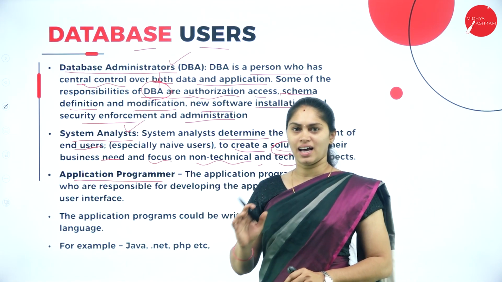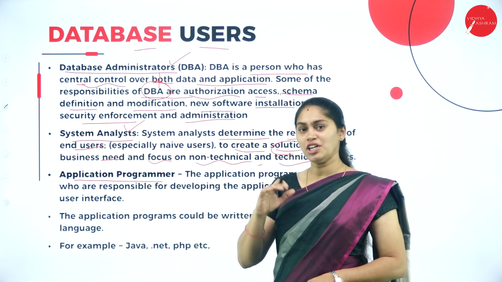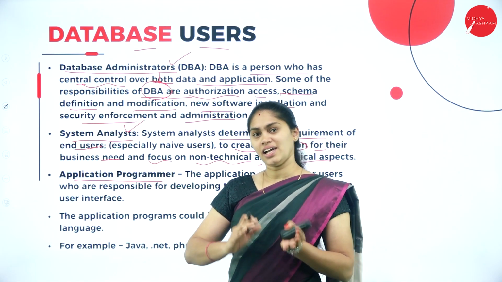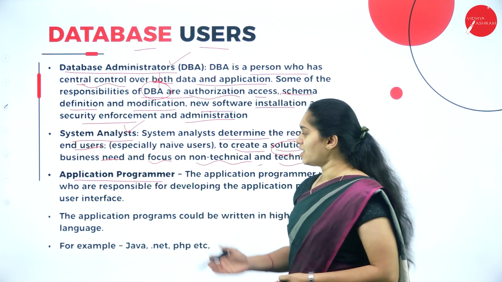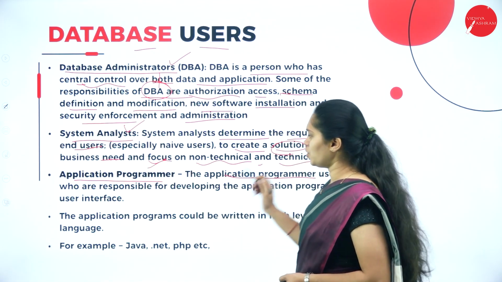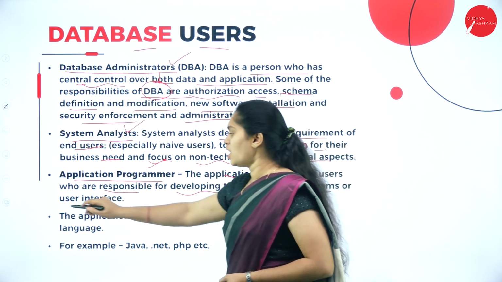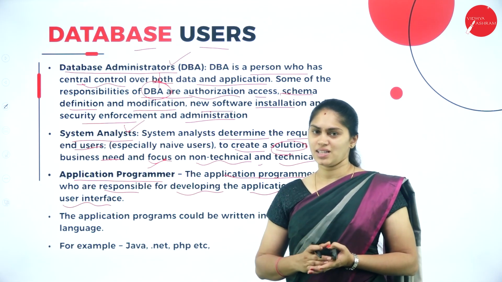Now we got an analyst. That analyst is going to analyze the system, and in order to design that, we also have a designer. Once it is designed, that needs to be converted into some programming, so that the computer can understand. For that we have an application programmer. Application programmers are responsible for developing the application programs or user interface, how the user can interact and what the software must be.